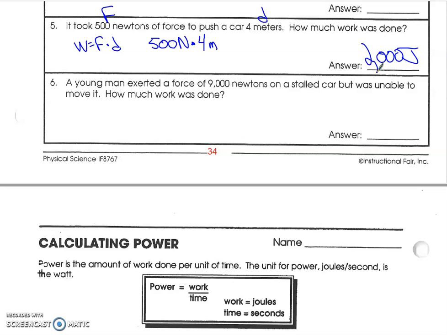A young man exerted a force of 9,000 newtons on a stalled car but was unable to move it. How much work was done? All right, well, that person is exerting a lot of force, 9,000 newtons.